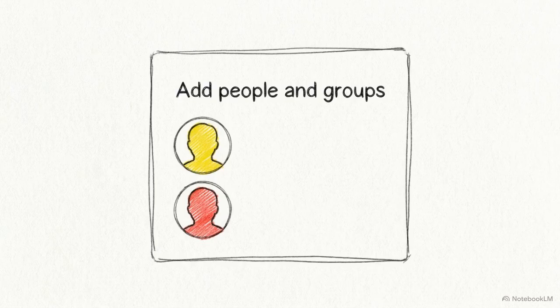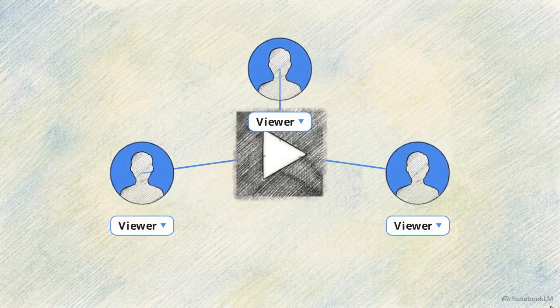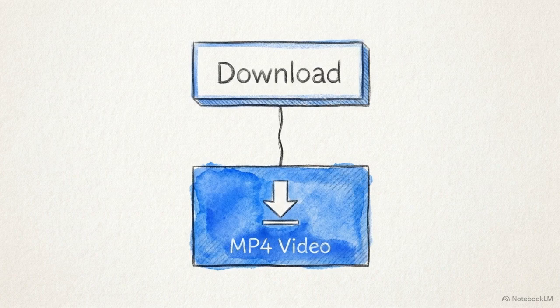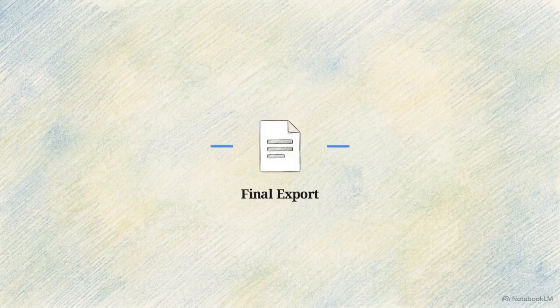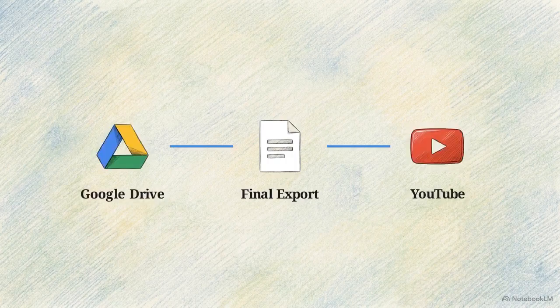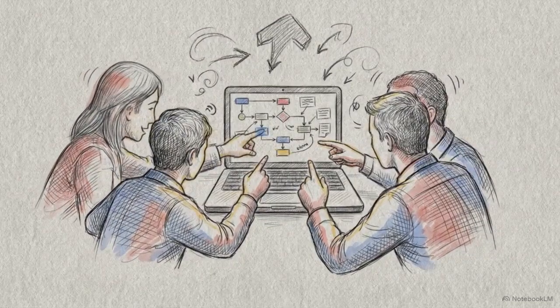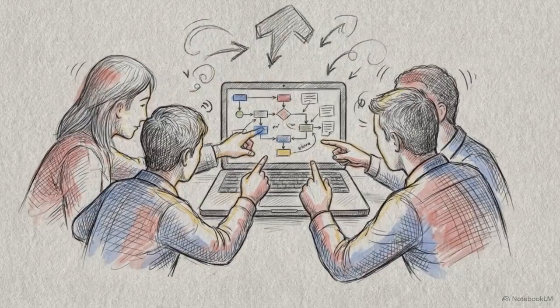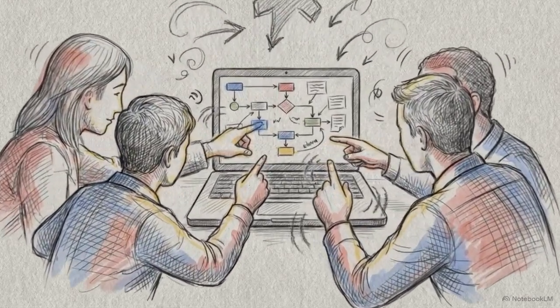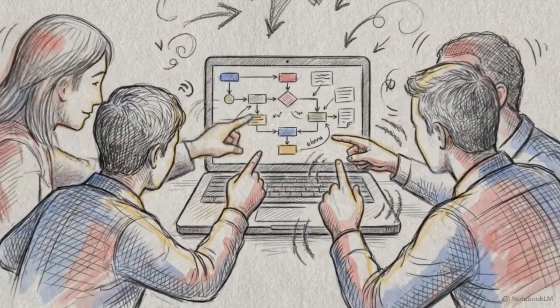If you need feedback, click the native Workspace Share button at the top to invite co-editors or reviewers, exactly like sharing a Google Doc. Once the project is approved, you can download a local MP4 file, save it directly to Google Drive, or export the final render straight to YouTube. Google Vids centralizes these tools in a browser, providing a fast, collaborative environment for video production that eliminates traditional technical barriers.